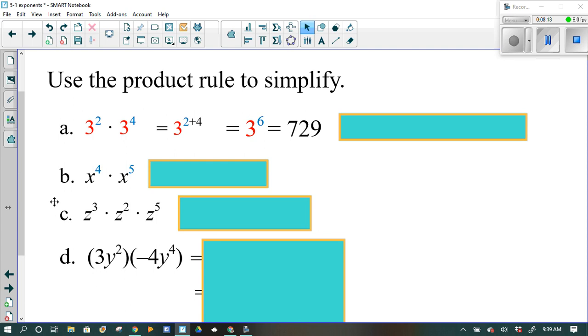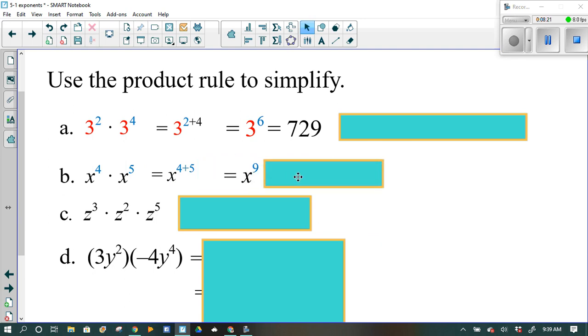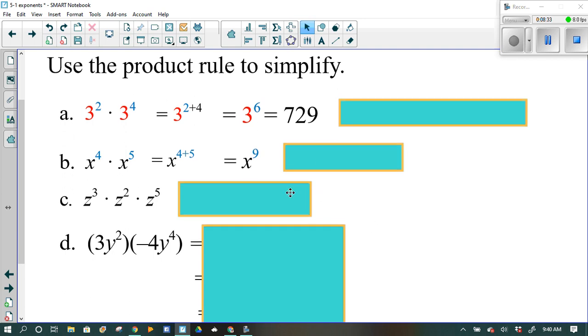All right, x to the 4th times x to the 5th. Since we have the same base, then you're going to add the exponents. 4 plus 5 is 9. And then you stop. So the only difference between stopping here and stopping here is that you can actually calculate this. You cannot calculate x to the 9th if you do not know what x is.